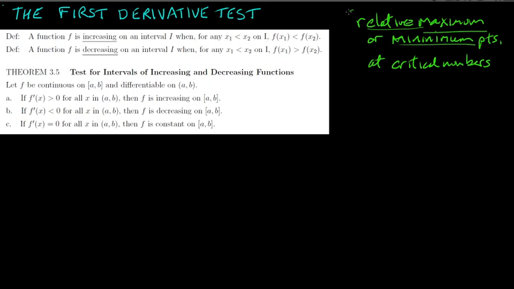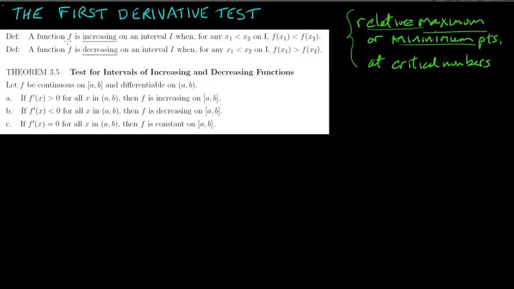And so how can we tell the difference? How do we know whether a critical number gives us a maximum or a minimum or neither? So that's the first derivative test. Before we get to that, just some terminology here.